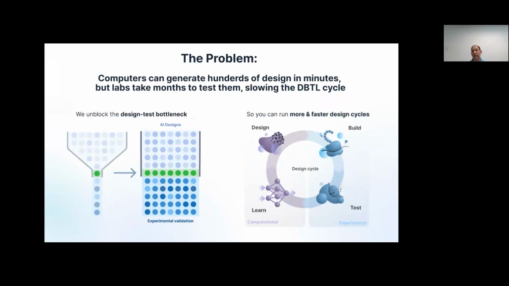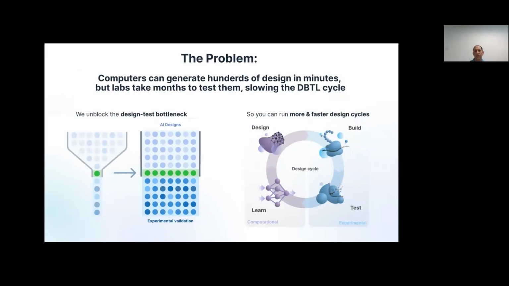The design, build, test, learn. So every time the computer tries to design a solution, a protein to do something, we have to build it and test it. We feed the results back to the computer. It learns what was good, what wasn't good, and comes up with new ideas. And if we could do that fast, the computers can learn from the real wet lab results faster, and we can reach this vision of digital biology faster.